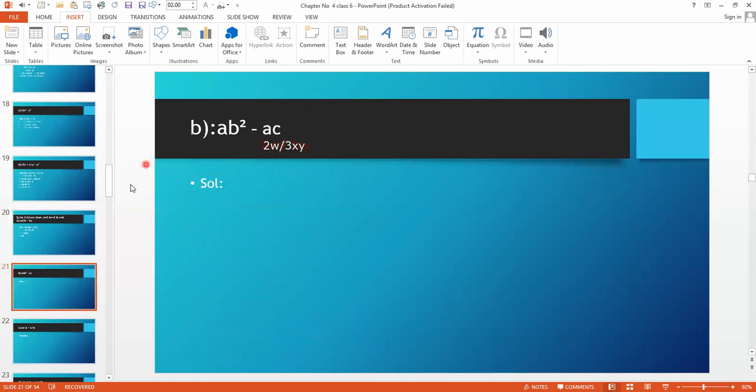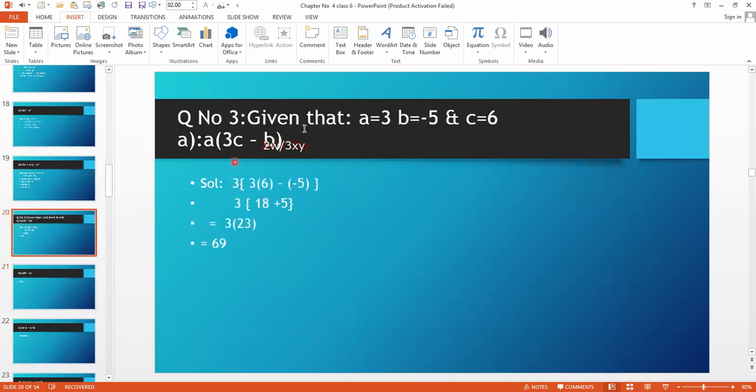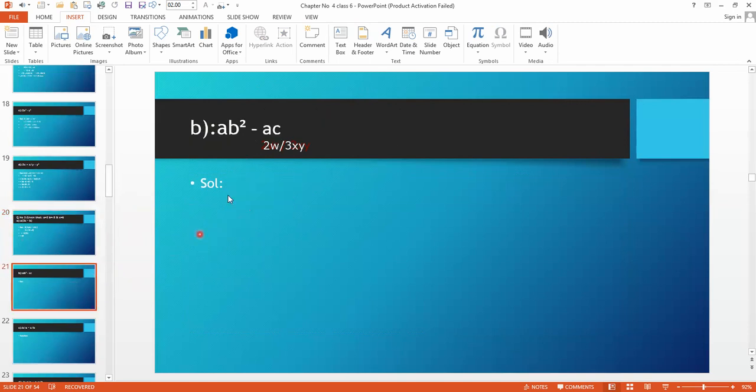AB square minus AC. Again, you must remember the value of all these A, B, and C. What is the value of A? A is equal to 3, B is equal to minus 5, and C is equal to 6. 3, minus 5, and 6. Okay? So keep on remembering. So the value of A is 3. Okay. The value of A is 3. Okay? 3. And we have to put the value of B in a bracket. That is minus 5.